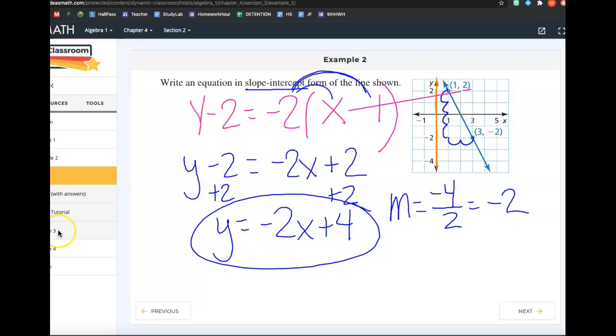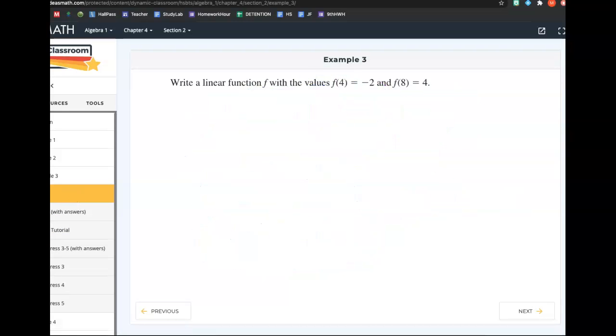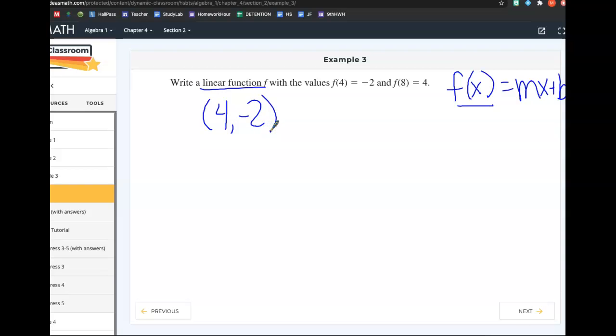Okay, I need to make the same correction on example 3 because it wants a linear function. A linear function is going to be written in the form f of x equals mx plus b. So slope-intercept form, but you just use function notation. So again, you find the slope. So I have f of 4 equals negative 2. So that point would be 4 comma negative 2 and 8 comma 4.